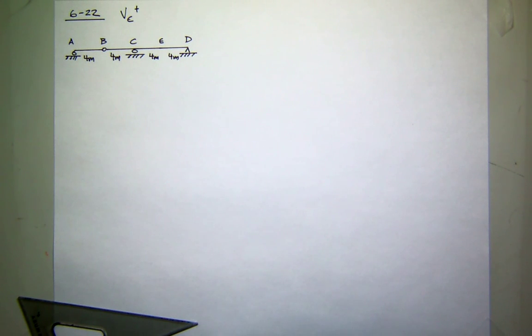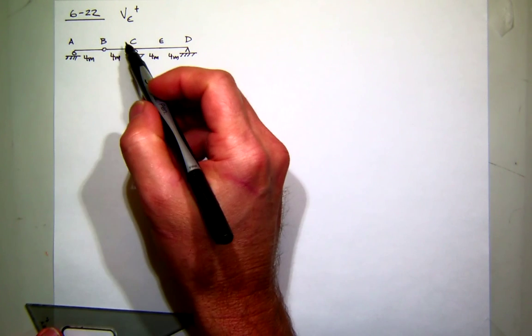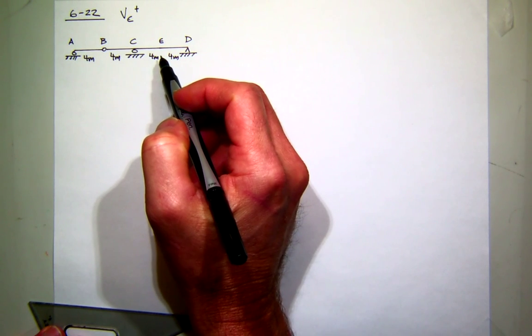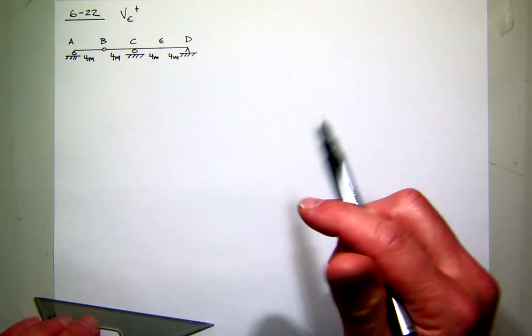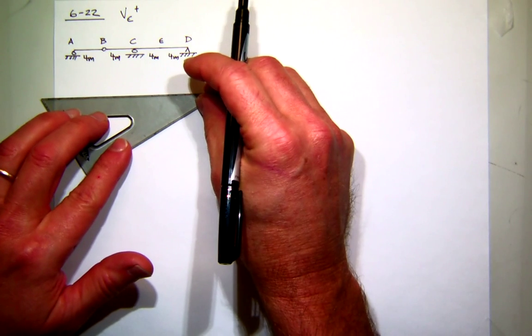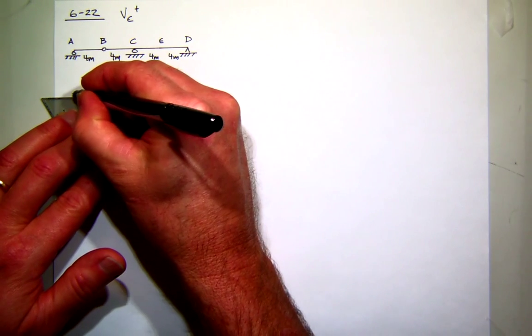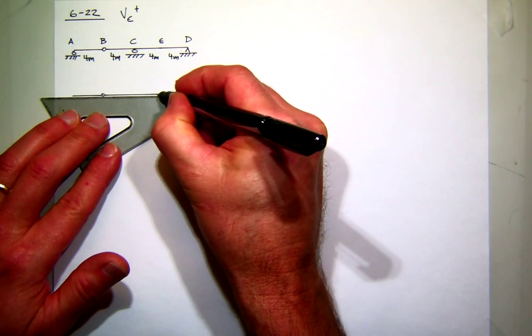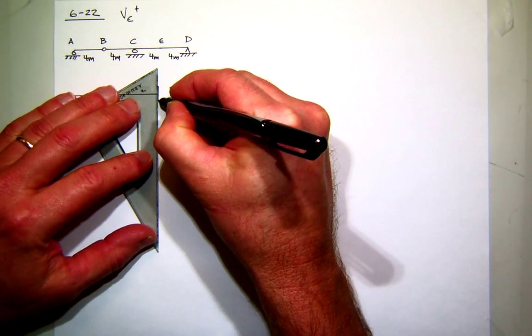Okay, so this is the second part of 622. In the first part, we found the maximum moment. Now we're going to find the maximum shear. So I'm going to redraw the beam, and I'm going to put in our notion of the shearless connector.